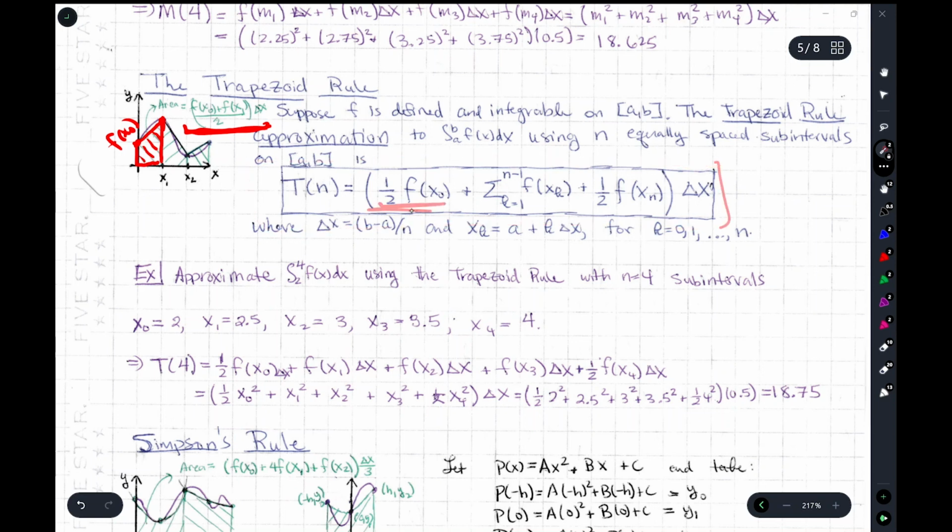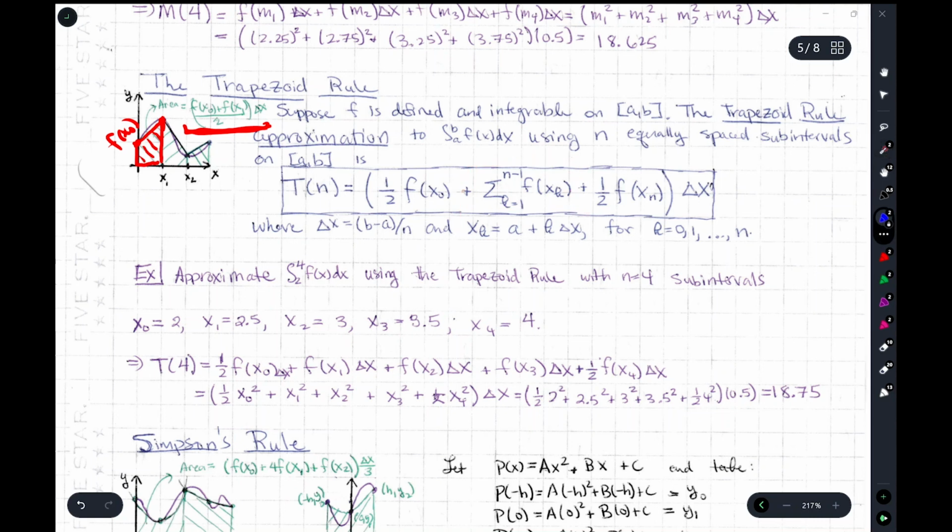And I want you to pay attention that you get a 1/2 for the first point you evaluate the function at, and a 1/2 times the height of the last point you'll evaluate the function at, times delta x, the width of the subinterval. Okay, but in the middle you don't have a half there.